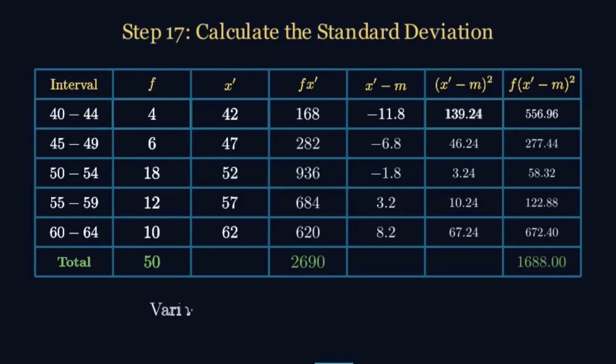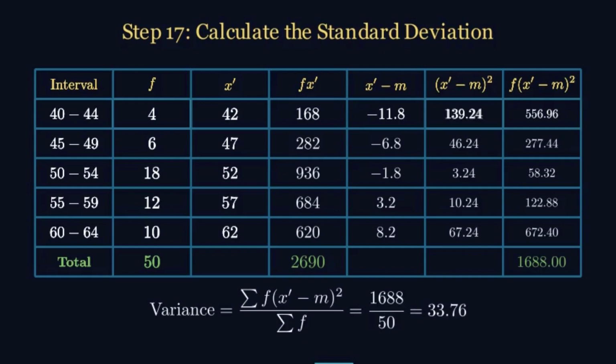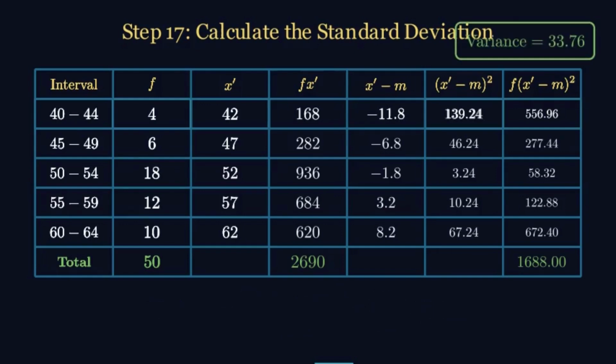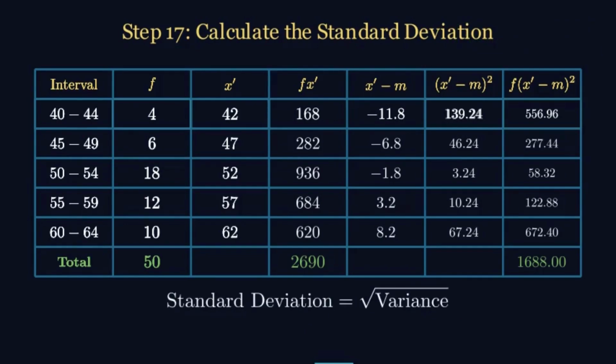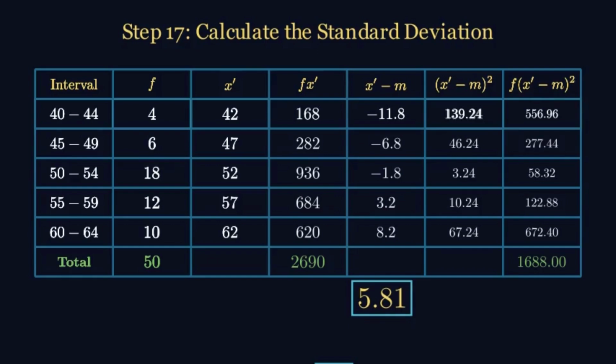Calculate the variance. The variance is obtained by dividing the sum of f times the squared deviations by the total frequency. 1,688 divided by 50 equals 33.76. Calculate the standard deviation. Finally, take the square root of the variance. The square root of 33.76 is approximately 5.81. Therefore, the standard deviation of the grouped data is approximately 5.81.